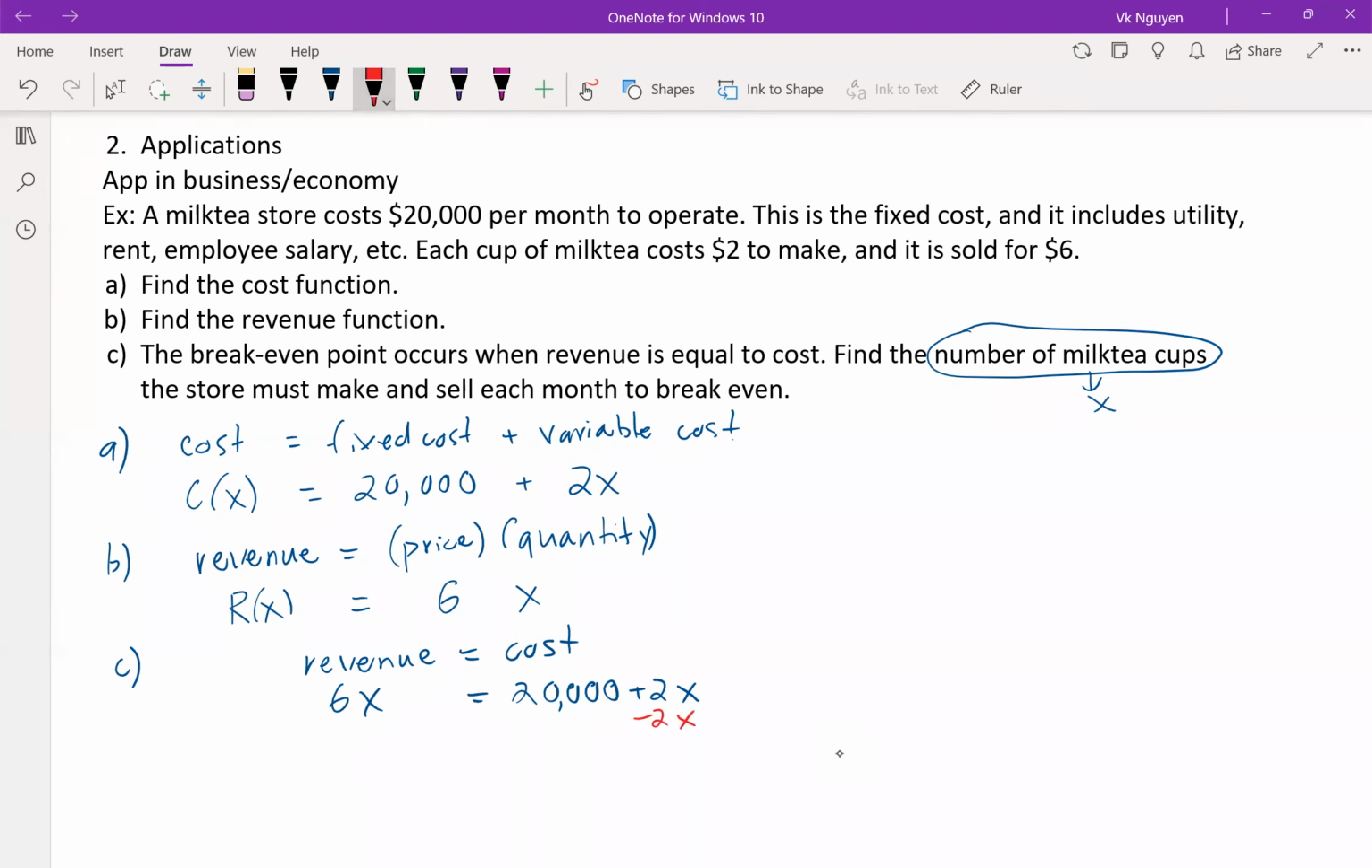Minus 2x on both sides, because the goal of solving a linear equation is to isolate x on one side of the equation. This is gone. So we have 4x is equal to 20,000. Divide both sides by 4. And ta-da! x is 5,000. Wow, that is a lot of milk tea cups to make and sell each month to break even.